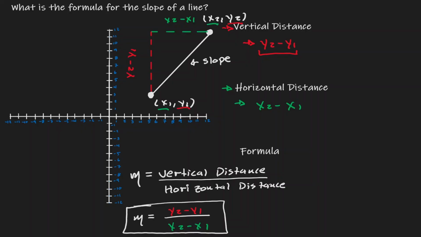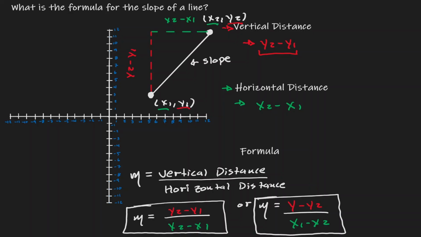Now, it is also worth noticing that we could have defined this the other way around. We could also define this as m equals y1 minus y2 over x1 minus x2. A common expression that we also have for slope is rise over run, where rise refers to how many units you need to move vertically, and run refers to how many units you need to move horizontally to go from one point to another.